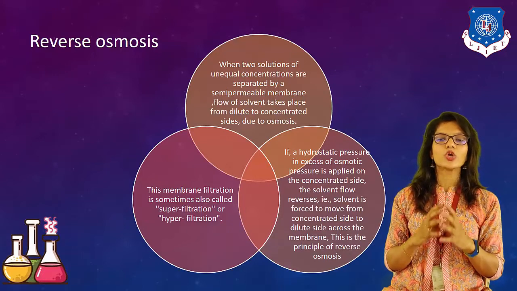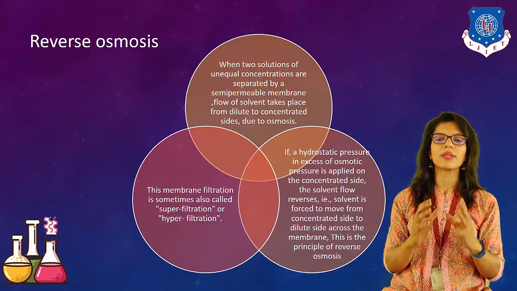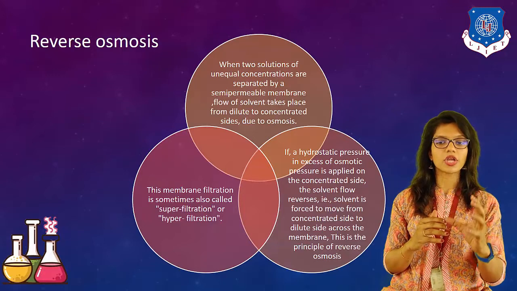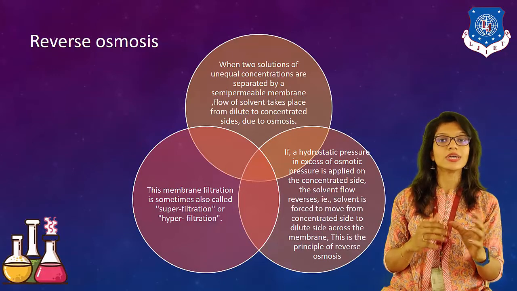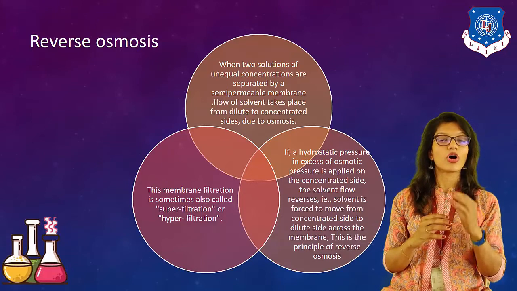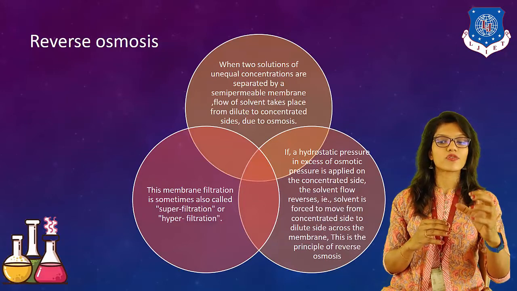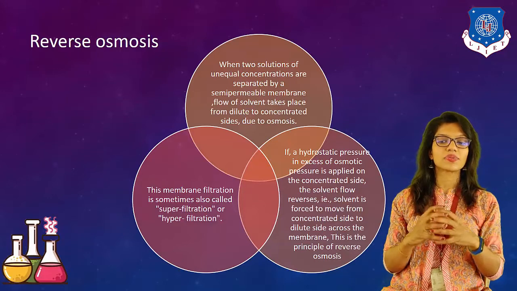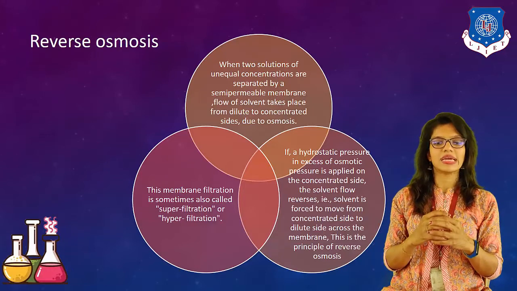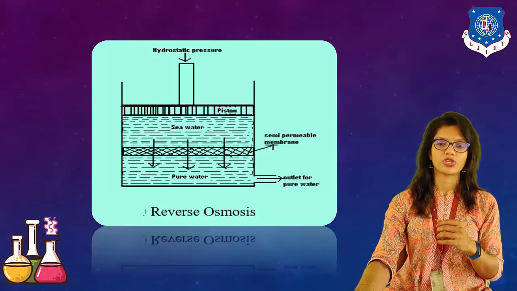So when two solutions of unequal concentrations are separated by a semi-permeable membrane, the flow of the solvent takes place from the dilute to the concentrated side due to osmosis. But if a hydrostatic pressure is applied in excess of the osmotic pressure on the concentrated side, the solvent flow reverses. Exact opposite occurs. It is also known as superfiltration or hyperfiltration.